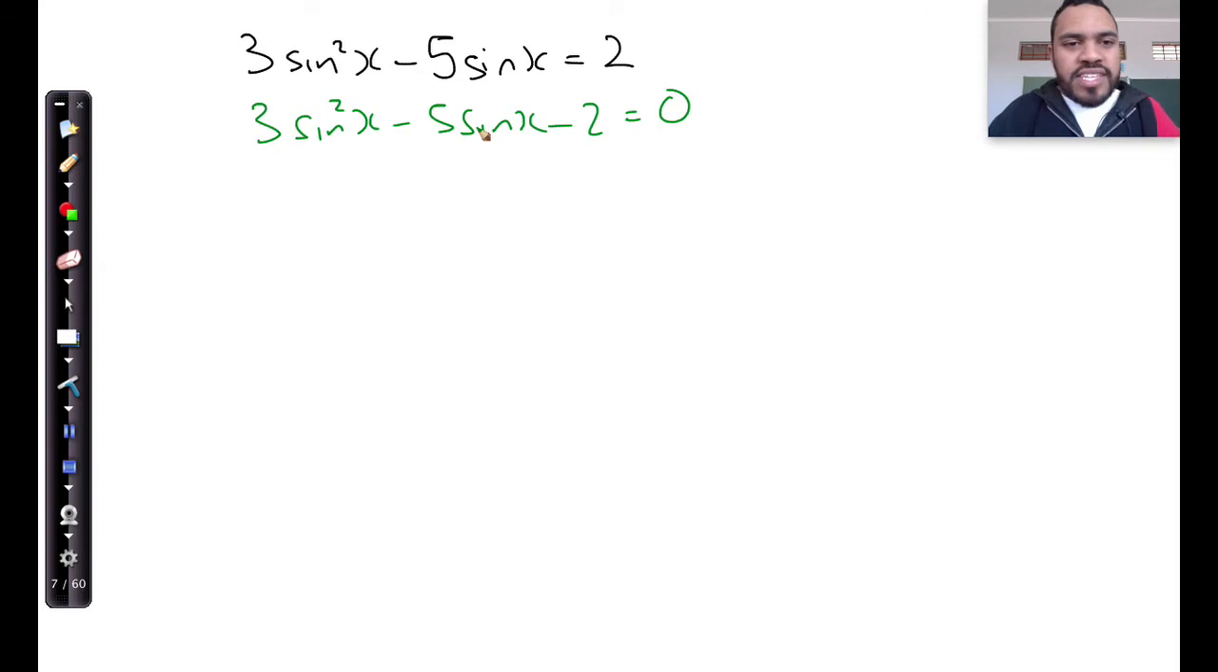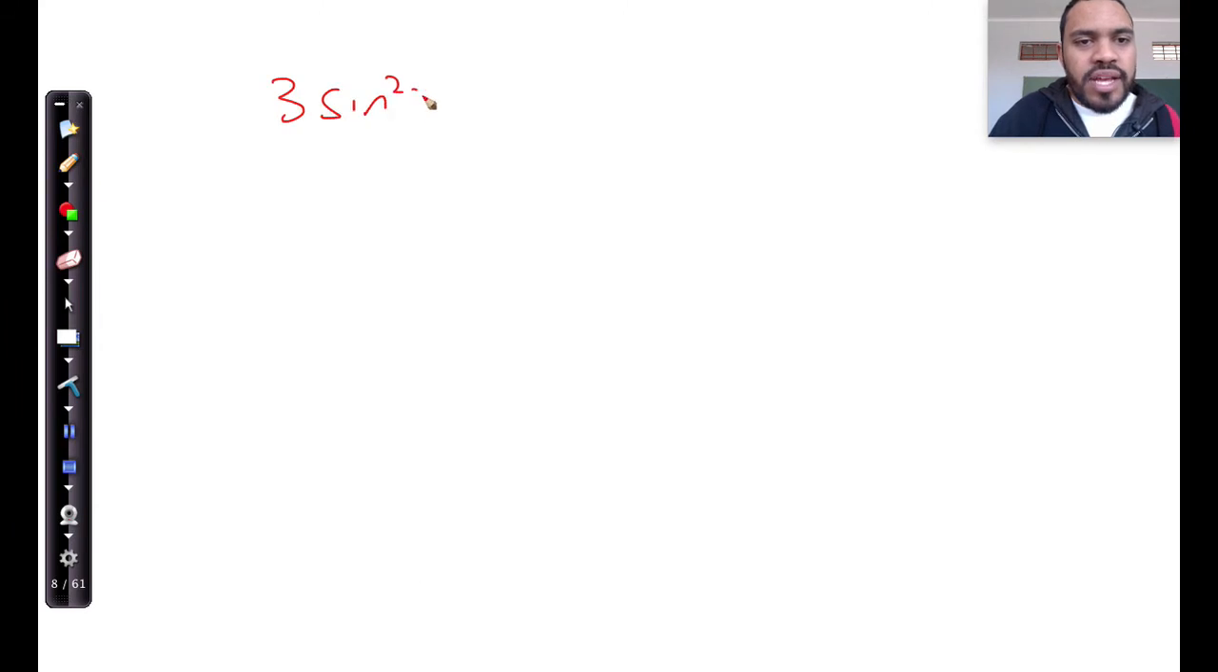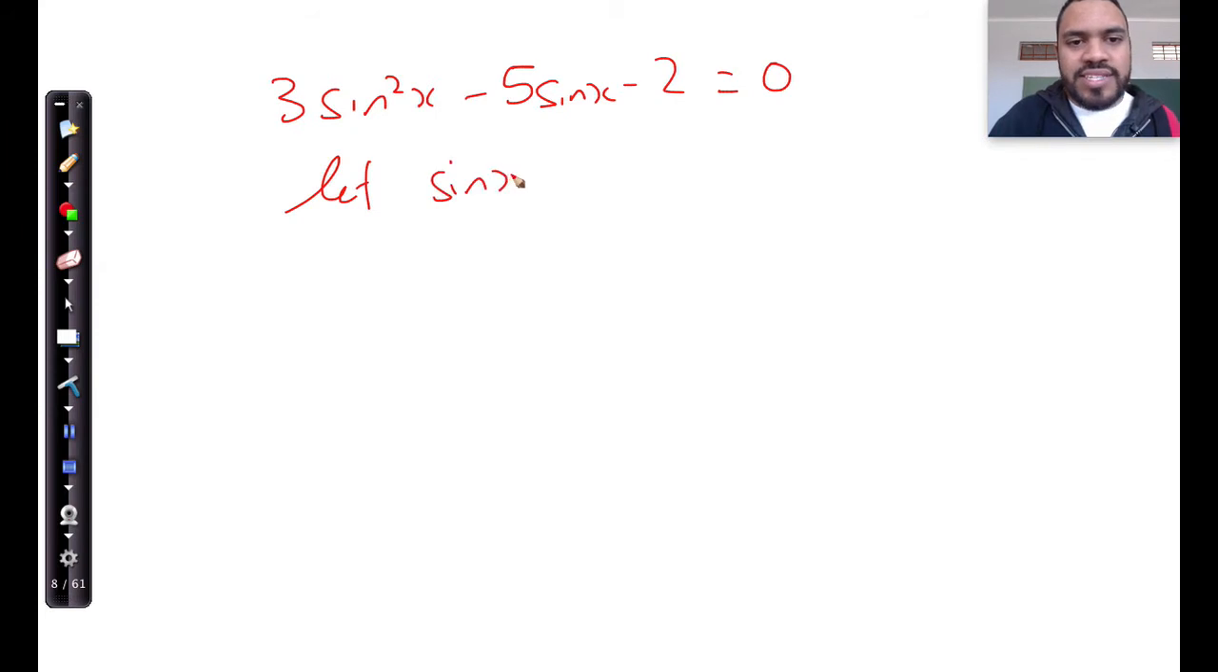Okay, now we start seeing, what if I let sine x, I'm just going to do this on the next page, if I let sine x for this equation, 3 sine squared x minus 5 sine of x minus 2 is equal to 0. If I let sine x equal to p, for example, let sine of x equal p. Now, this here is actually going to be p squared. So I've got 3p squared, minus 5p minus 2.